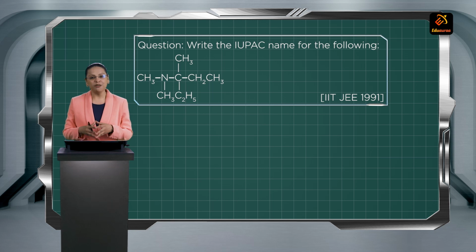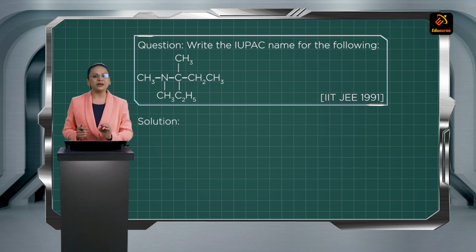Coming to the next question. Write the IUPAC name of the following. The compound is (CH3)2N bonded to C, with which we have a methyl group and 2 ethyl groups attached. And we have to write the IUPAC name. This question had come in IIT 1991. So let us try to name this.